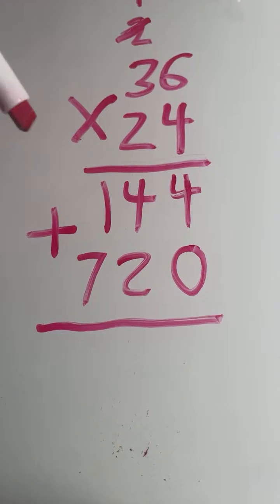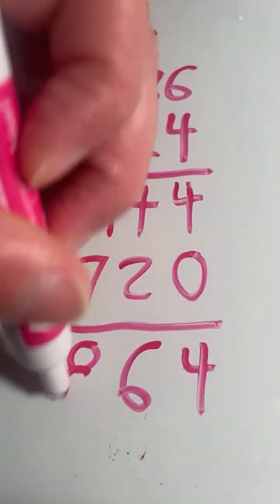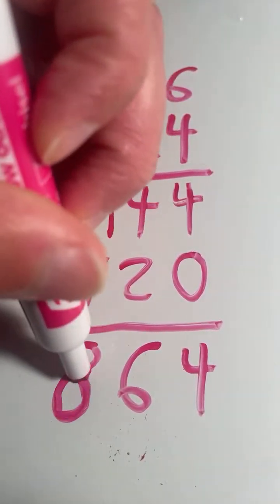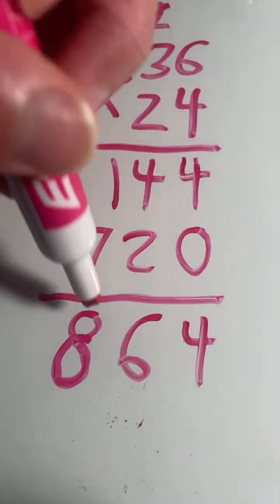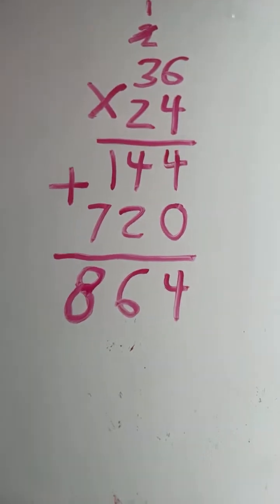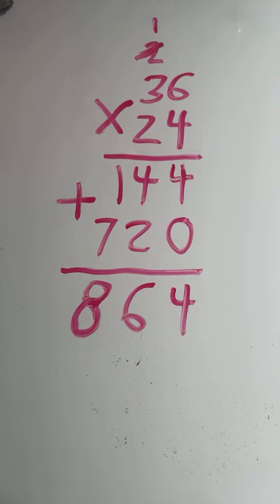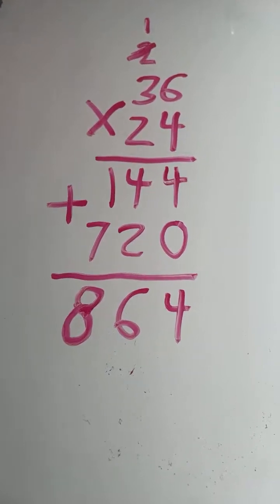144 plus 720. 4 plus 0 equals 4. 4 plus 2 equals 6. 1 plus 7 equals 8. And we have our final answer. 36 times 24 equals 864.